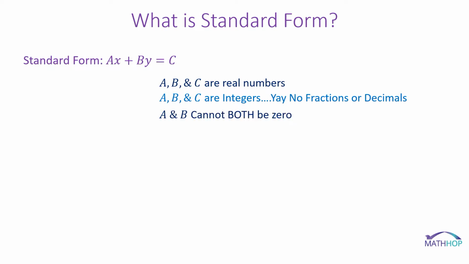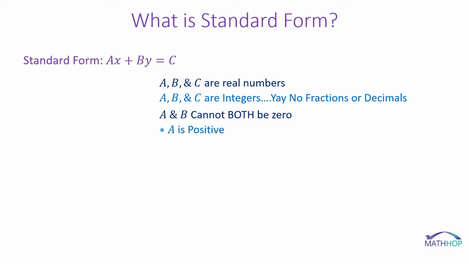Remember, a and b can't both be 0. This really doesn't make much sense. If a and b were 0, you'd have 0x plus 0y, or 0 equals a constant. You would not have a linear equation, so that doesn't make much sense. And now I put a little asterisk here.